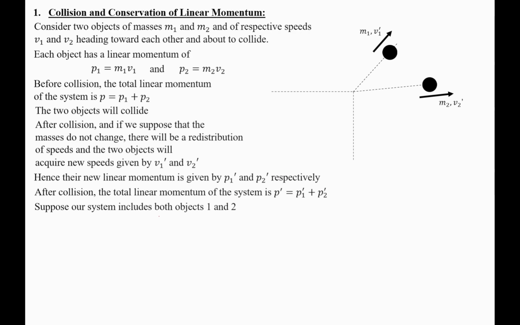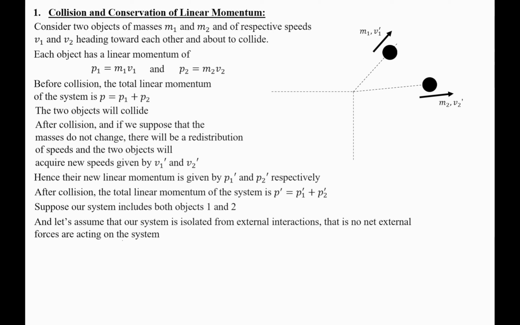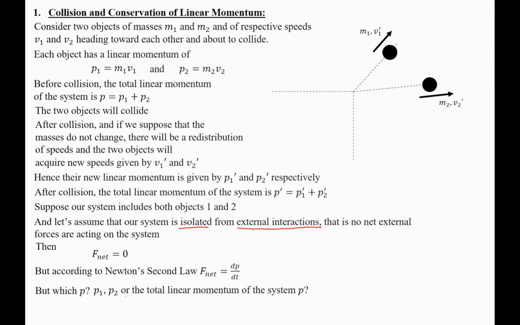If the system includes both objects 1 and 2, and let's assume that our system is isolated from external interactions, that is, no net external forces are acting on the system, then F net is 0. Why is F net 0? Because we're considering it to be isolated from external interactions. But according to Newton's second law, F net is dp by dt, but which p?